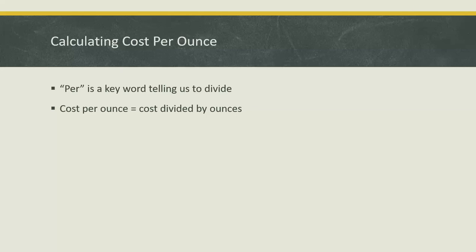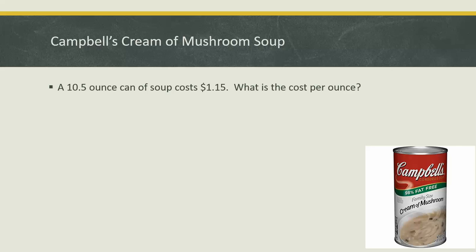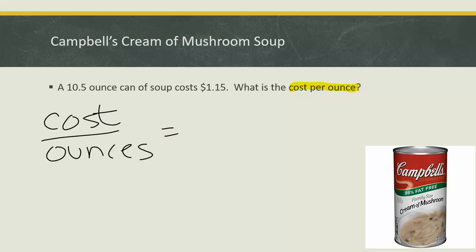Let's try one together. A can of Campbell's cream of mushroom soup, a 10.5 ounce can, costs $1.15. What is the cost per ounce? Again, we're looking at cost per ounce, so we're going to take cost divided by ounces. So cost over ounces means that I'll take $1.15 divided by 10.5.